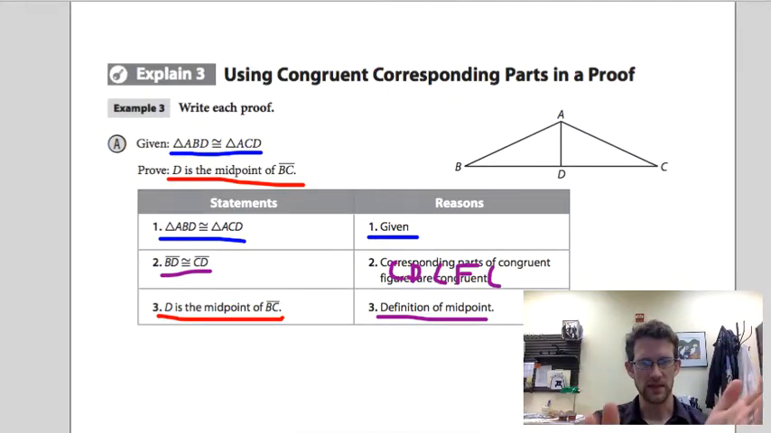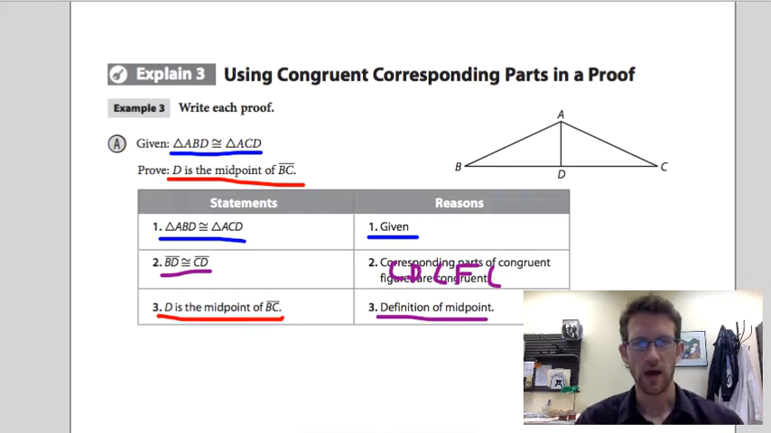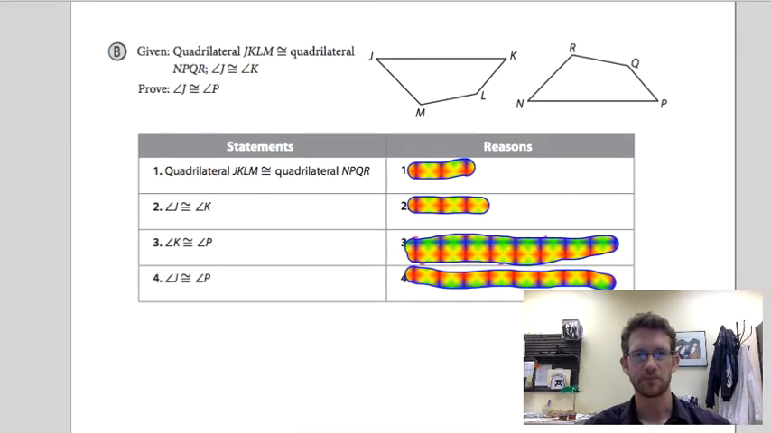So this is simply an example proof. Let's do a couple more. This one says, the given is that quadrilateral JKLM is congruent to quadrilateral NPQR, right? So it's been flipped. We have to prove that angle J is congruent to angle P.